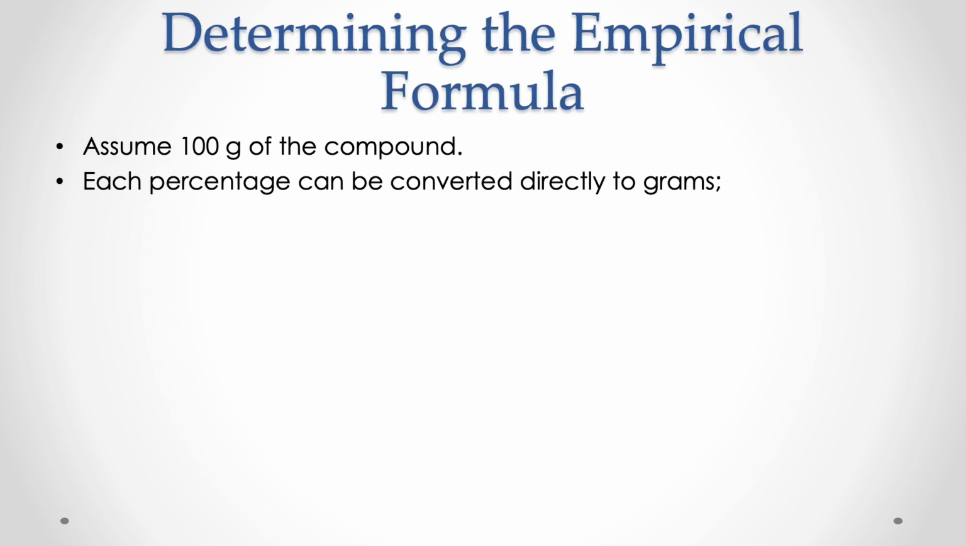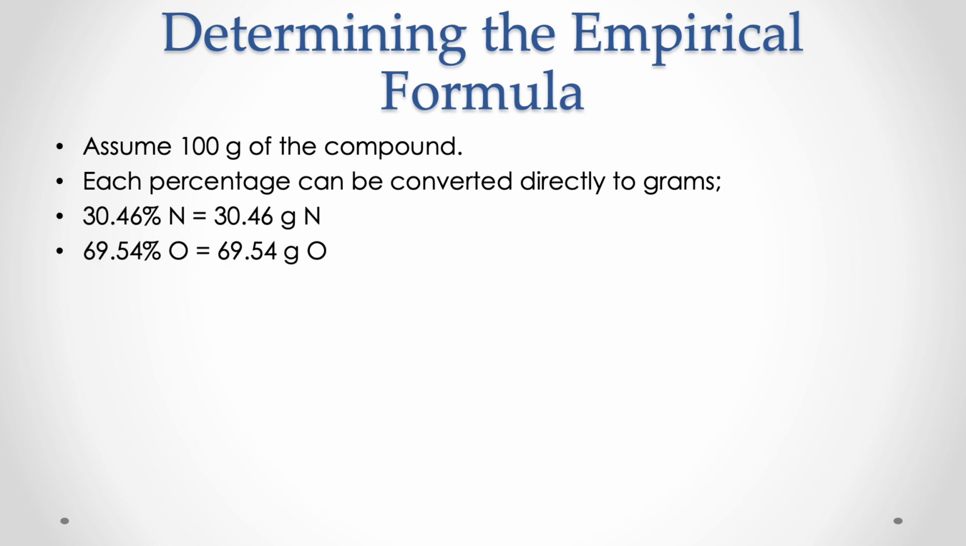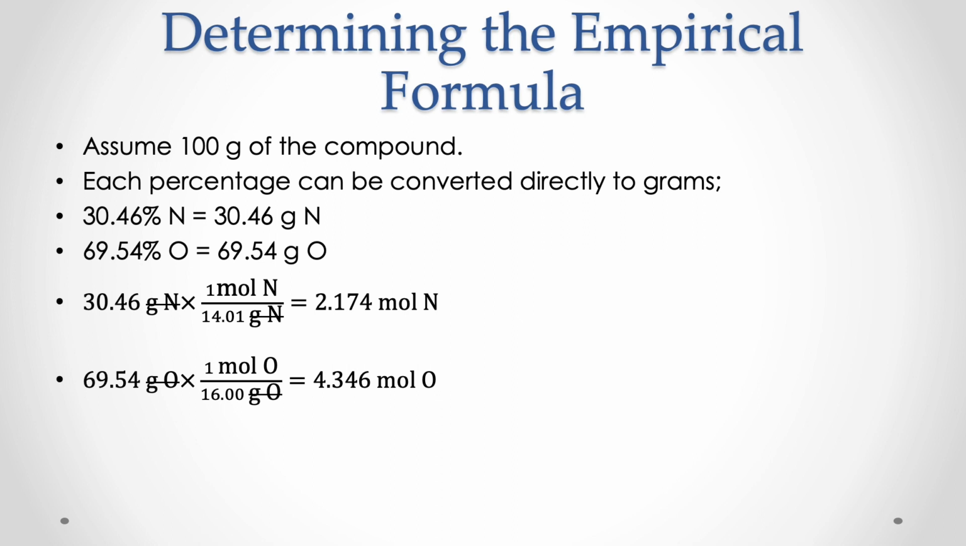Because we're dealing with percentages, we can start by assuming that there are 100 grams of compound, because each percentage can be converted directly into grams. That is, 30.46% nitrogen is 30.46 grams of nitrogen, and 69.54% oxygen is 69.54 grams of oxygen. Recall, the ratio of masses doesn't really matter to us. What does matter to us is the ratio of moles.